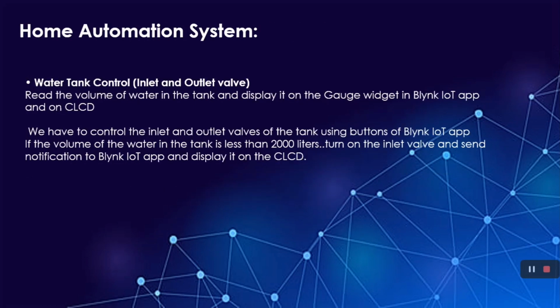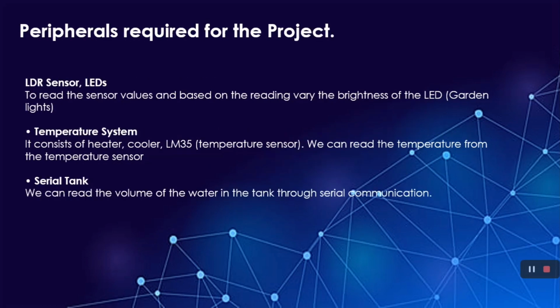Peripherals required for the project: LDR sensor and LEDs, to read the sensor values and, based on the reading, vary the brightness of the LED, that is garden lights and all. Temperature system, it consists of a heater, a cooler, and LM35, that is a temperature sensor. We can read the temperature from the temperature sensor. Serial tank, we can read the volume of the water in the tank through serial communication.